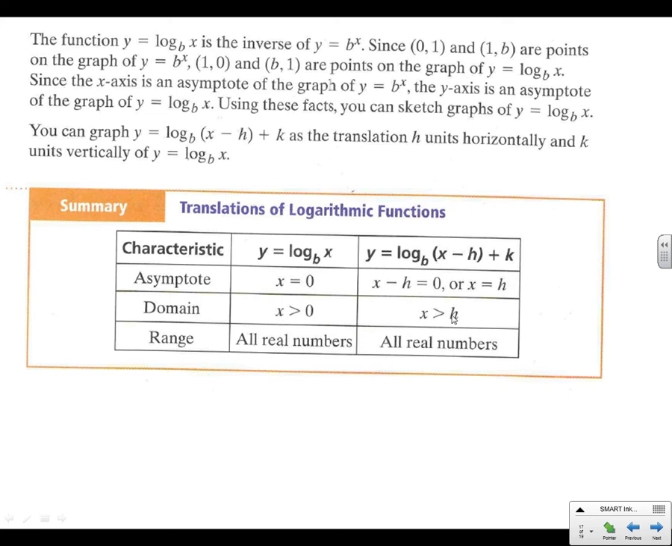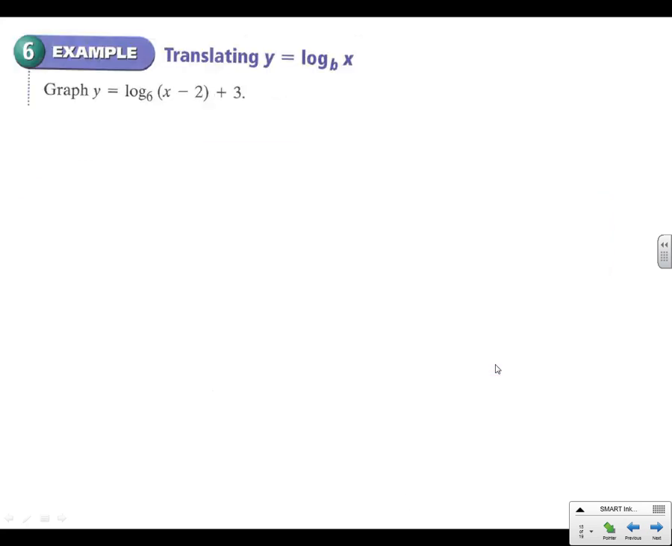The domain is always going to be greater than the asymptote, unless there's a negative in front of the x, which we don't deal with a whole lot. Okay, so we're greater than the asymptote, and the range is all real numbers, because we're going to go up and down forever. So let's see if we can graph this one here.